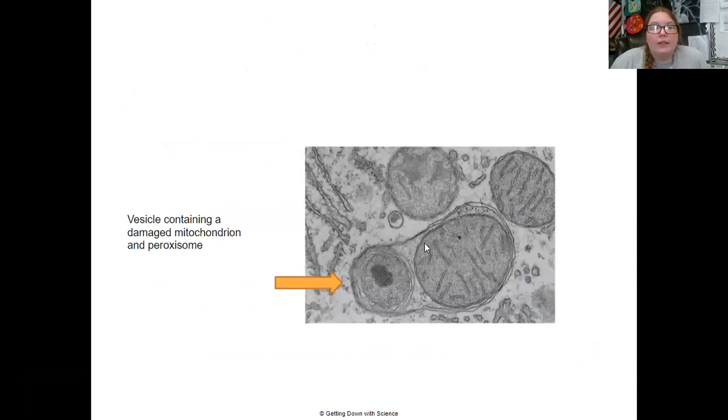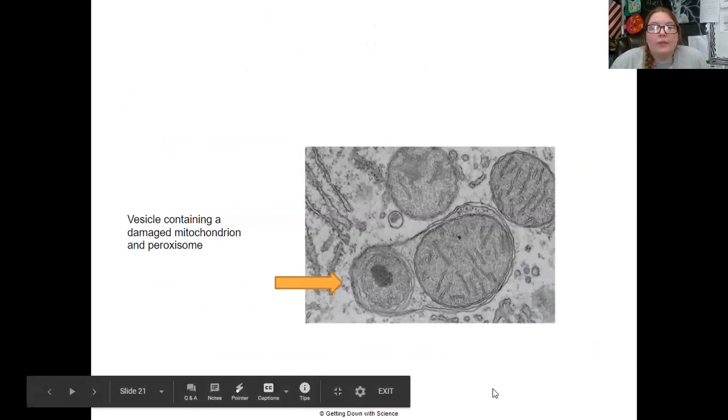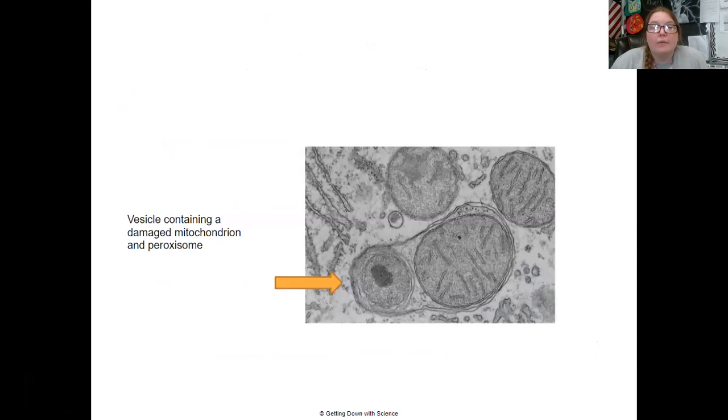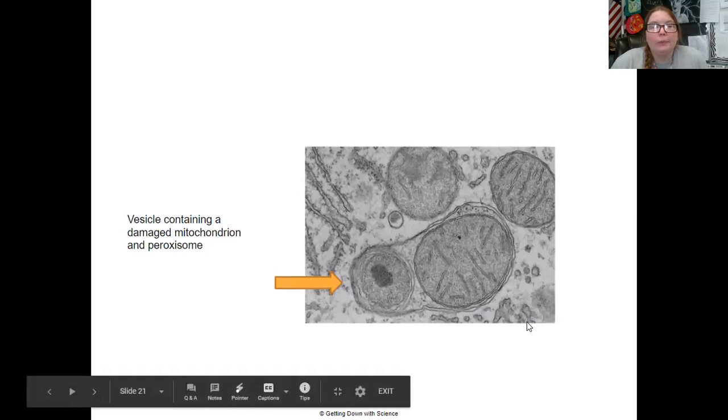Okay, so here is what it looks like. Right here, we have a vesicle containing a damaged mitochondria and a peroxisome. So it is going to break down that worn out mitochondria. It's damaged. It doesn't look quite as sharp as the other one. It's going to release those digestive enzymes and break it apart, which is pretty cool.